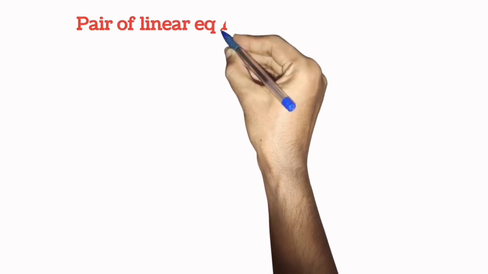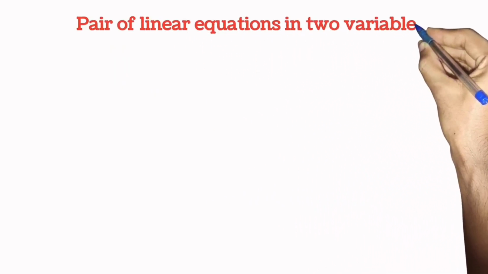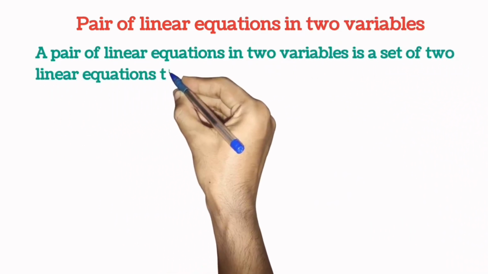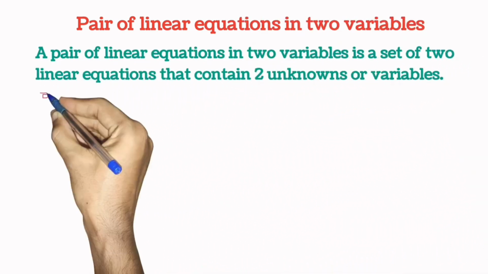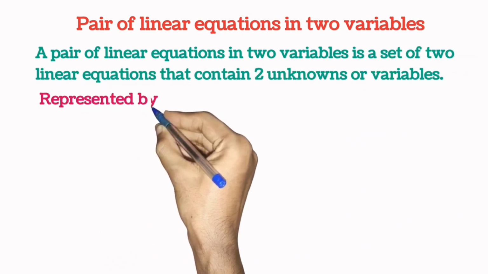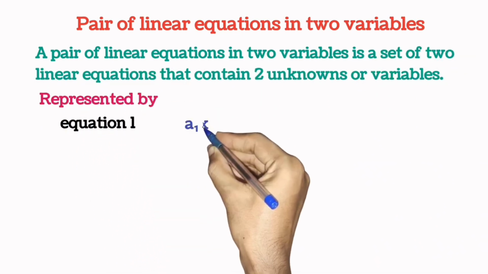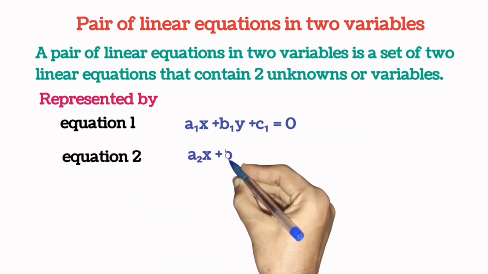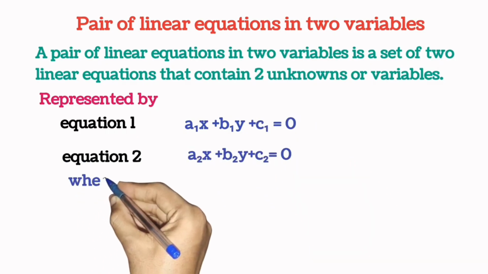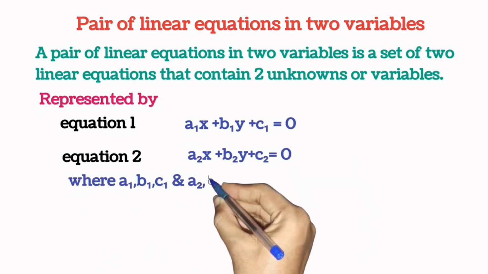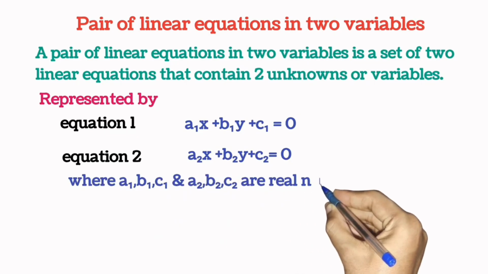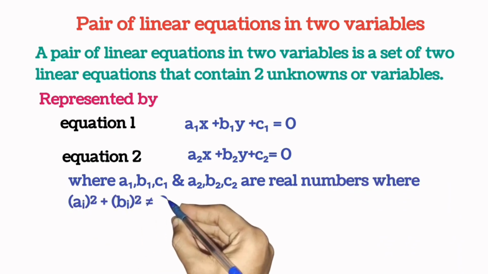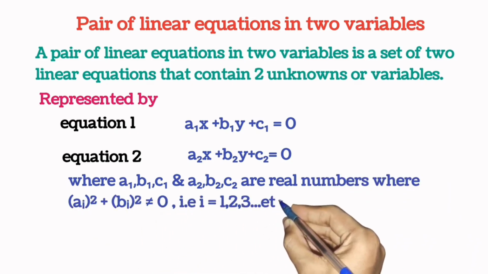Pair of linear equations in two variables. A pair of linear equations in two variables is a set of two linear equations that contain two unknowns or variables, represented by equation 1, that is a1x plus b1y plus c1 equal to 0, and equation 2, a2x plus b2y plus c2 equal to 0, where a1, b1, c1 and a2, b2, c2 are real numbers, where ai square plus bi square not equal to 0, such that i equal to 1, 2, 3 etc.